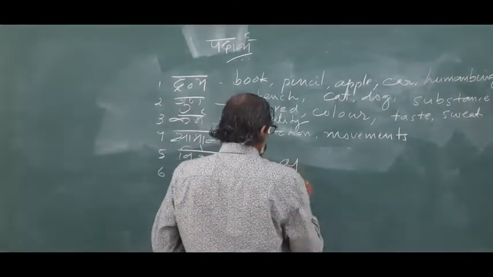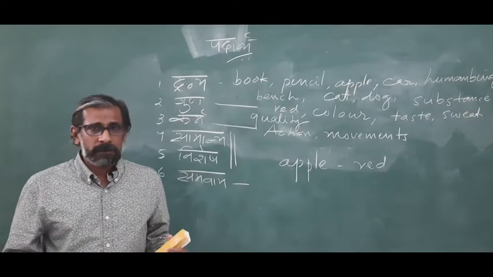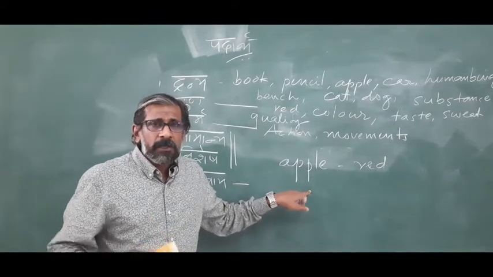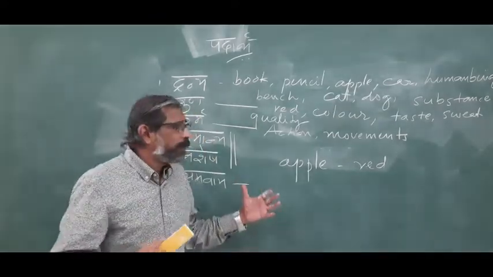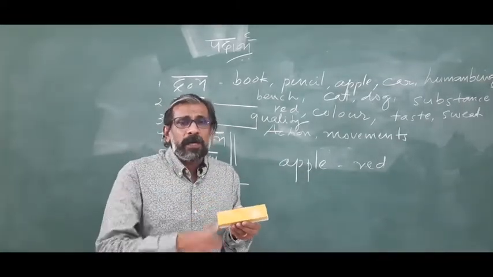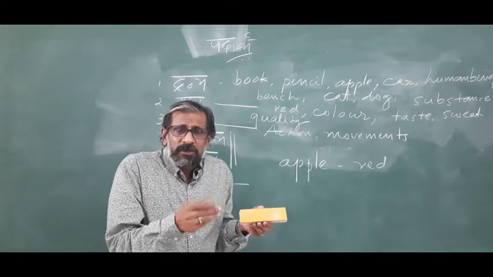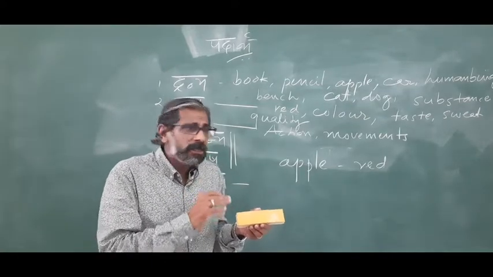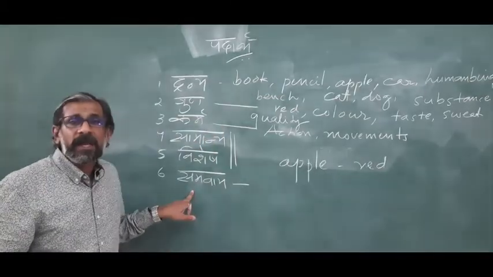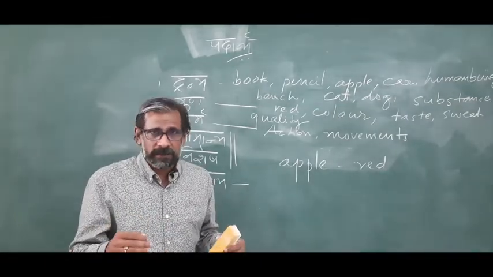Suppose we have a red color apple. We cannot remove this red color from this apple. So, there is a relationship between this apple and this red color. This duster and yellow color, you cannot remove this yellow color from this duster. There is a relationship between the color and the duster, the color of the apple and the apple. Such a relationship is called Samavaya. It is an inseparable relationship between 2 entities.